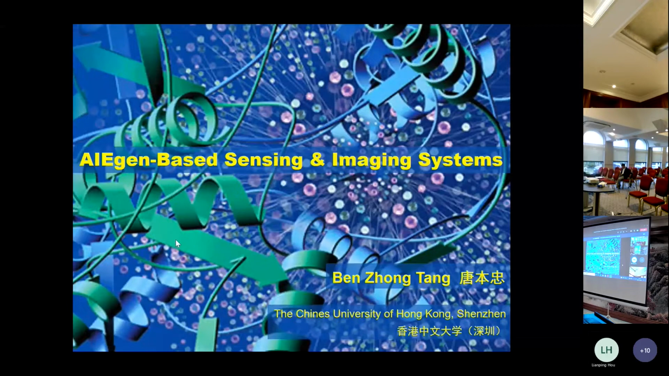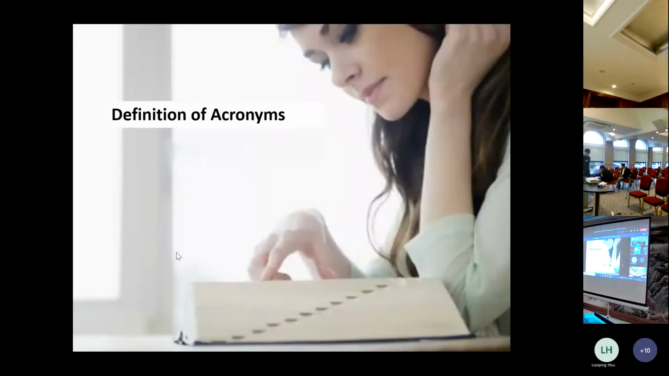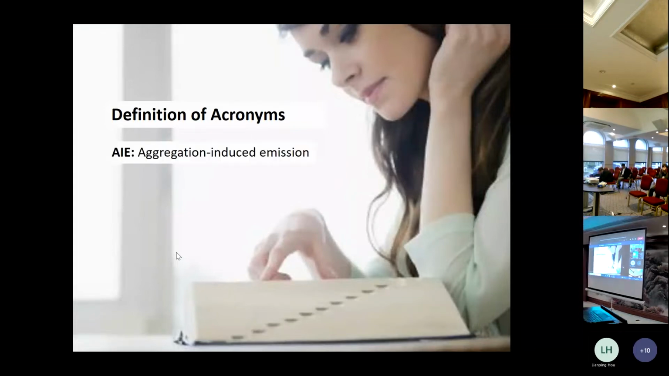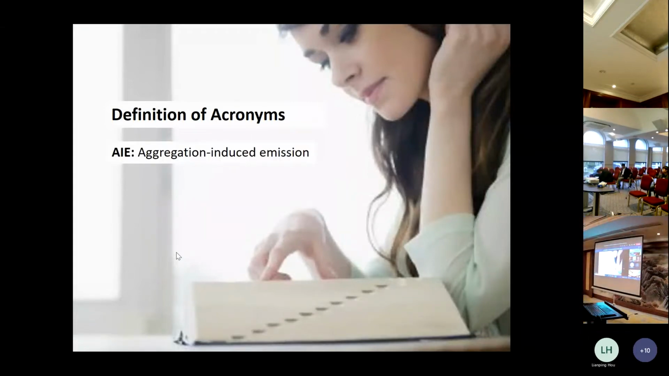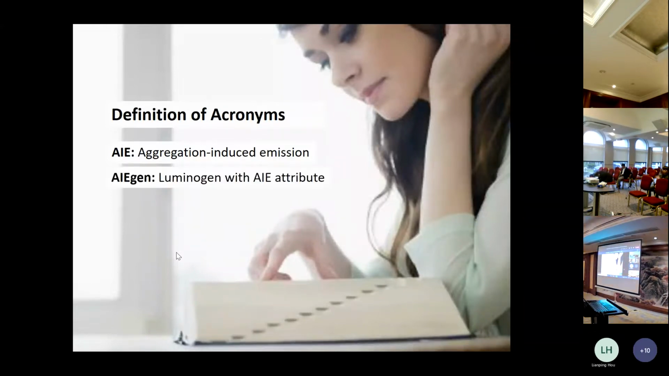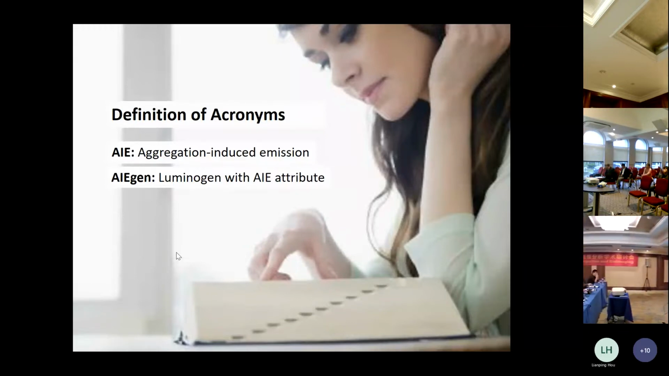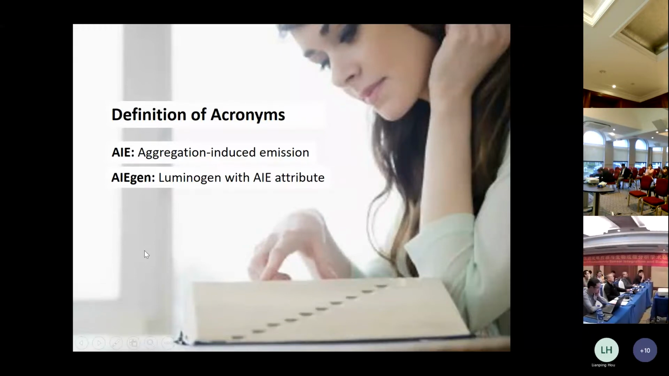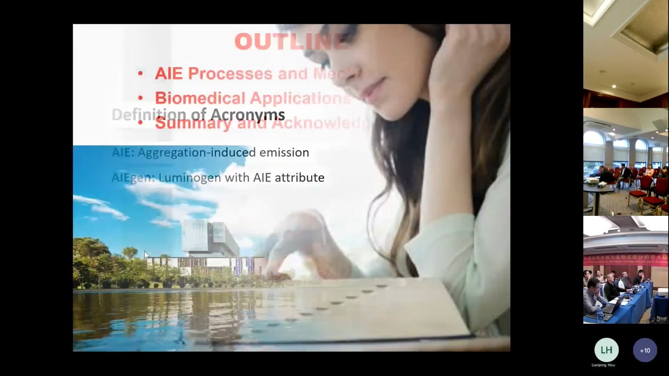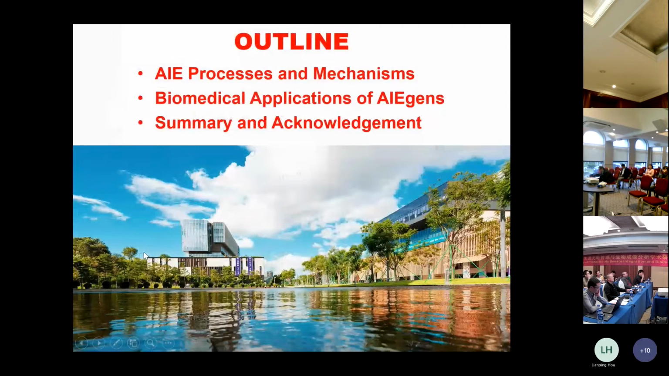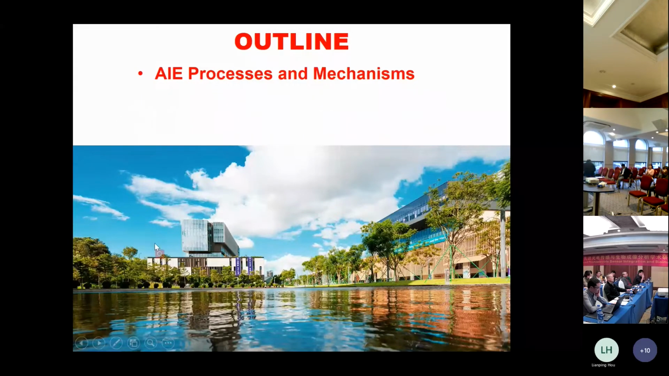Before my talk, I will define some of the acronyms I'm going to use. The first one is AIE. AIE stands for aggregation-induced emission. If a luminogen has this AIE property, I will call it an AIEgen. So this is the outline of my presentation. First, I will talk about the AIE processes and how it works.